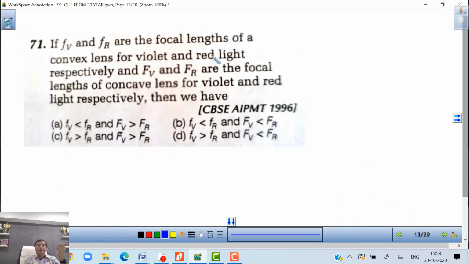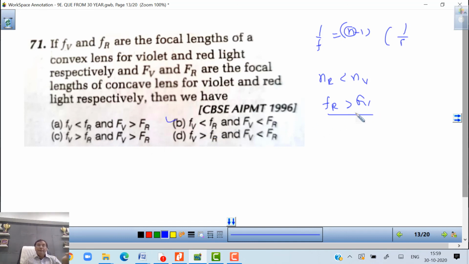If Fv and Fr are the focal lengths of a convex lens for violet and red light respectively, and Fv and Fr are the focal lengths of concave lens for violet and red light, then we have, so 1 upon F is equal to n minus 1, and this is the constant. So more the refractive index, less the focal length. So NR is less than NV, and therefore FR is greater than FV. This is for convex lens. So FR is greater than FV.